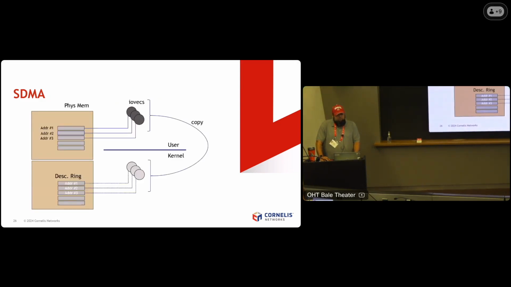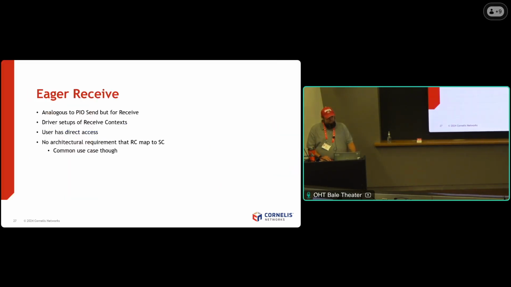This is a picture of what SDMA looks like, and like I said, we've got these IOVECs that point into the physical memory, and those IOVECs get copied into the kernel, and the kernel loads up the descriptor ring with the information about those buffers. So we're not actually copying, but the SDMA engines on the card are going to go pull that stuff in and be able to send the packets then. So that's the send side.